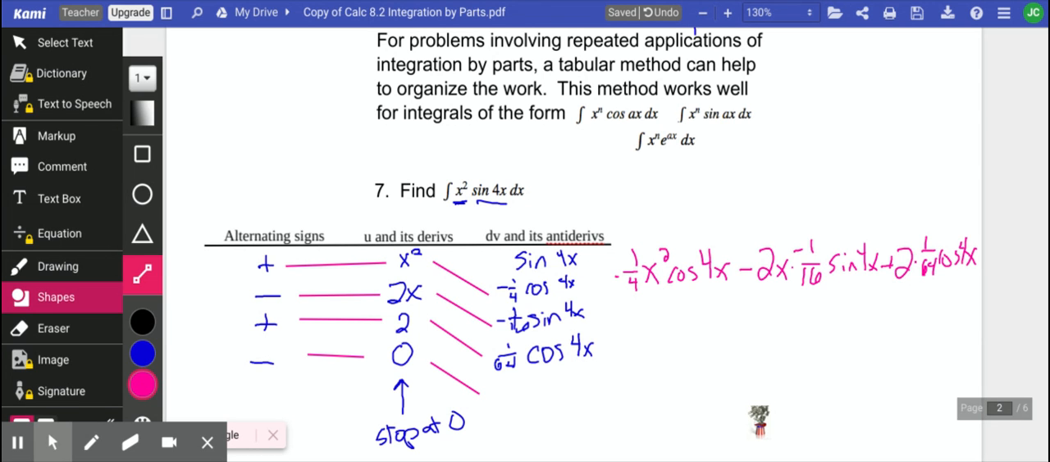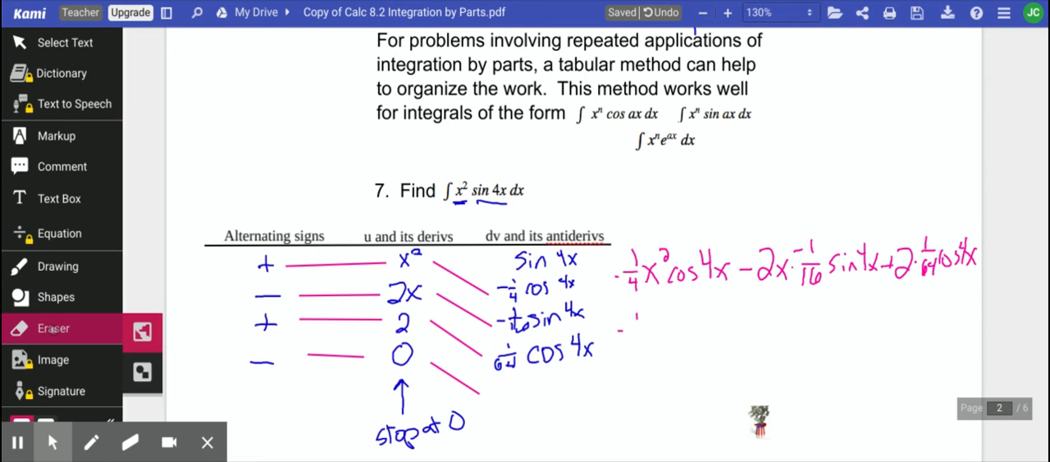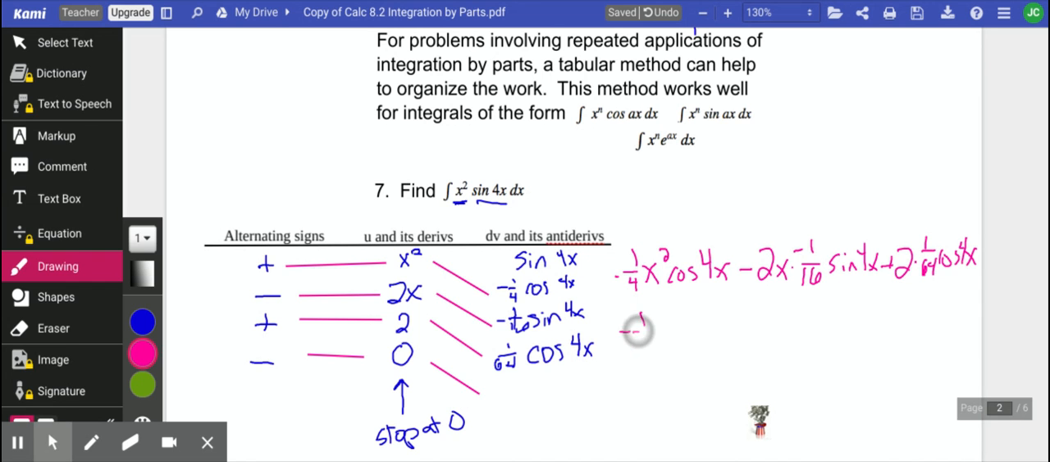So our final answer is going to be negative 1/4 x squared cosine 4x plus 1/8 sine 4x plus 1 over 32 cosine 4x plus c.